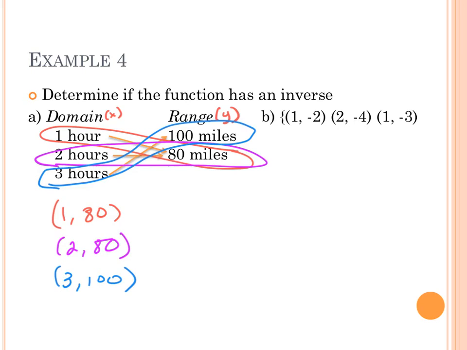Now remember, in order for it to be a function, the x can't repeat with a different y, and it's not happening, right? The x's don't repeat. So it is a function, but in order for it to be 1 to 1, the y can't repeat with a different x. The y, 80, is repeated here with different x values. So this is not 1 to 1. It does not have an inverse.